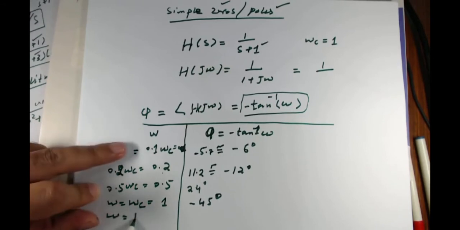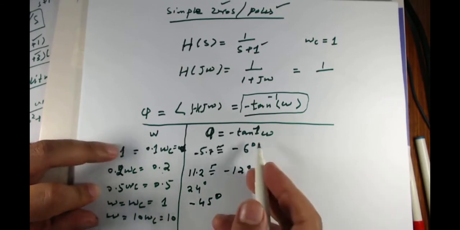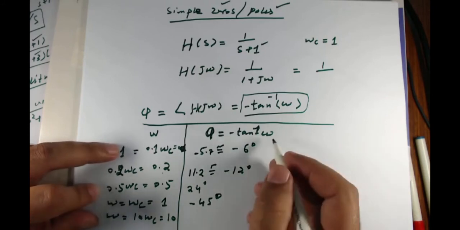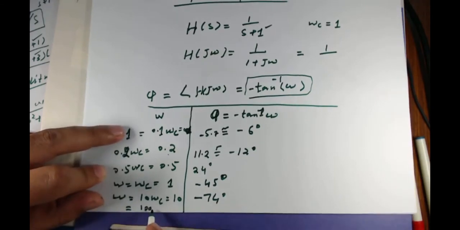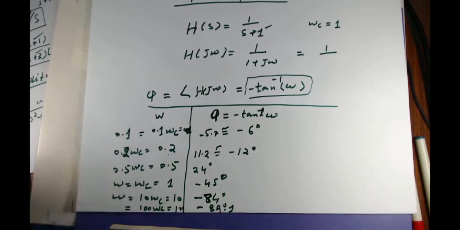Now let's say omega equals 10 times omega c, so this will be 10. You find tan inverse of 10, so this is minus 84 degrees. And then you can go on and put here, say, 100 omega c, this will be 100. This is minus 89.1 degrees, so about minus 89 degrees.